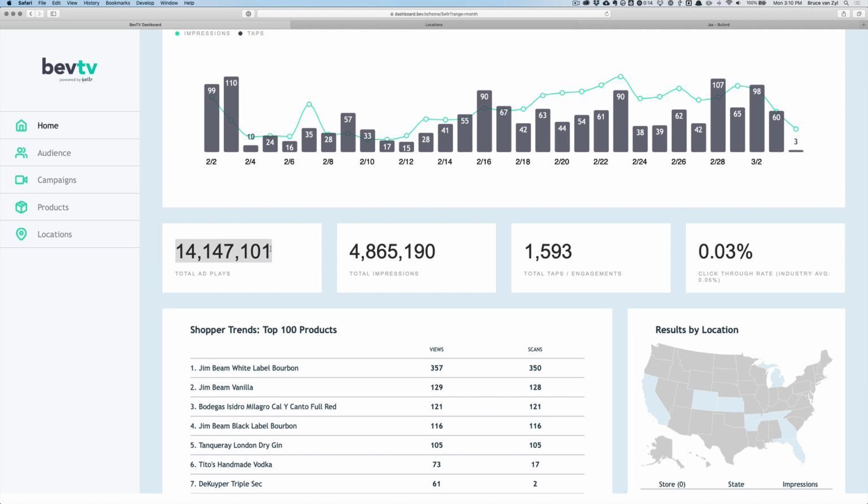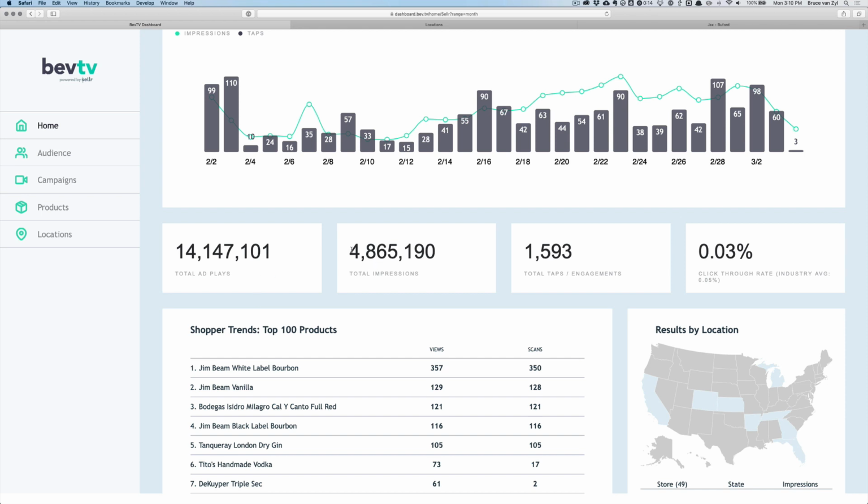So now we've got the total ad plays. This is how many times an ad played across the entire network and the stores where advertisements are being run. So if you had one ad that played on 10 screens, that counts as 10 ad plays. So this number shows how many times we played the ad in total across all the screens.